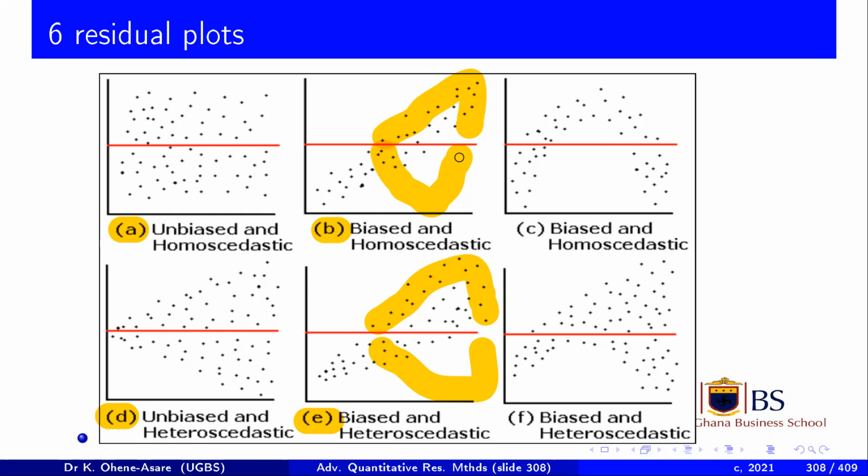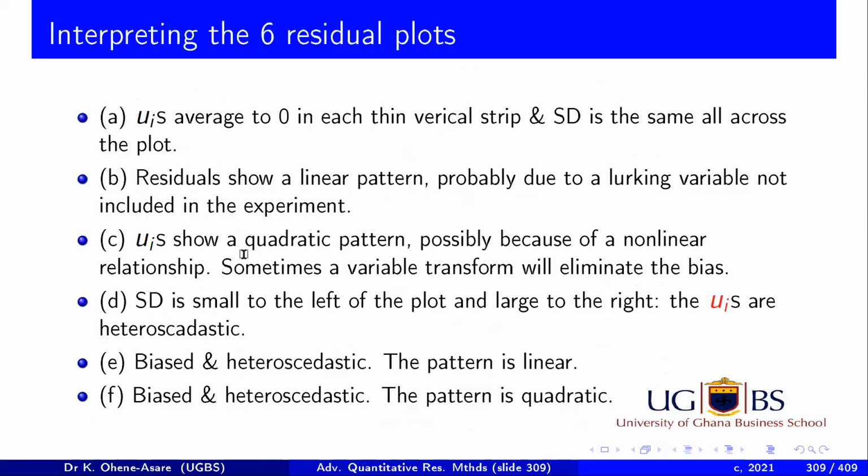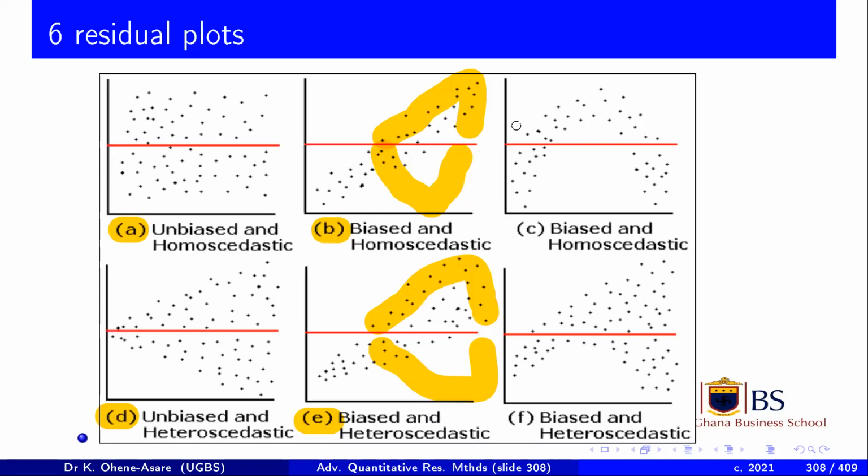Then we can proceed. Now we've not come to the variance. As for the variance, it's obvious in there. All right, so that is unbiased. Now let's go to the variance. By the way, everything we've said here is here: the average is zero in each thin vertical strip. Okay, and now let's go to the variance.